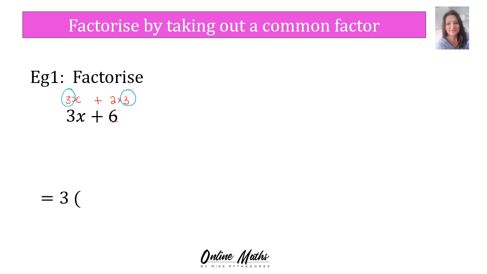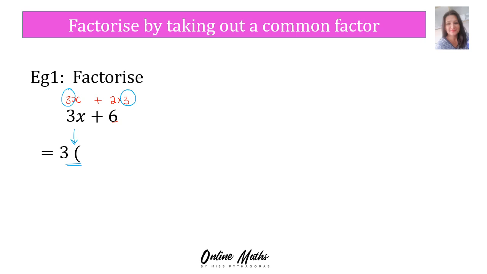So we will write equals the 3, and then directly next to the 3 we will write a bracket, because you don't write anything there. When you write a 3 and a bracket directly next to each other, it means multiplication. And remember, factors of something is something times something.